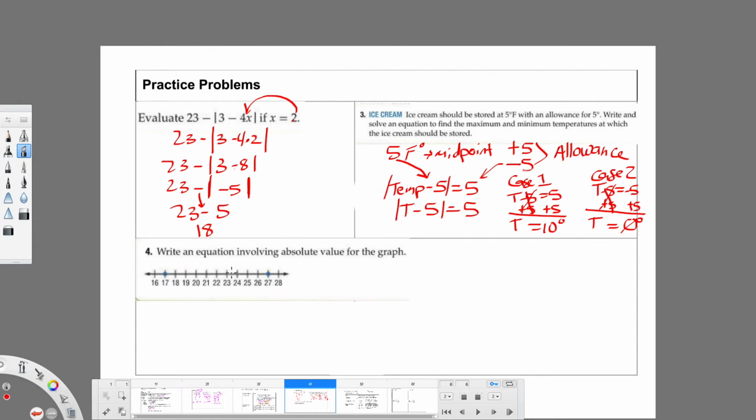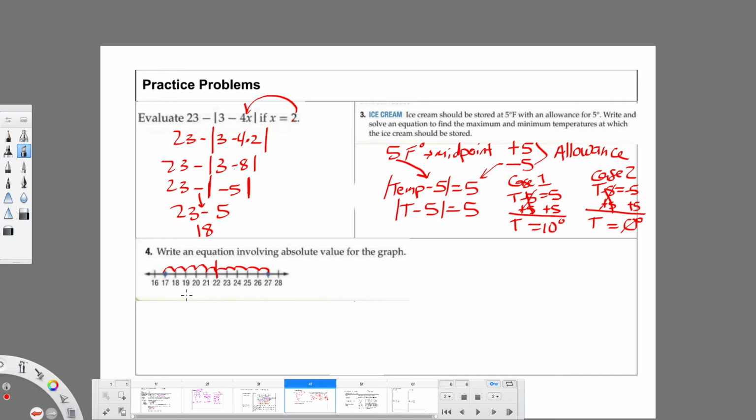So what we want to do is kind of find the midpoint, and there's a few ways you could do that. You could kind of jump back and go 1, 2, 3, 4, I think it's going to be 5. 1, 2, 3, 4, 5. So that's my midpoint right there, is 22.